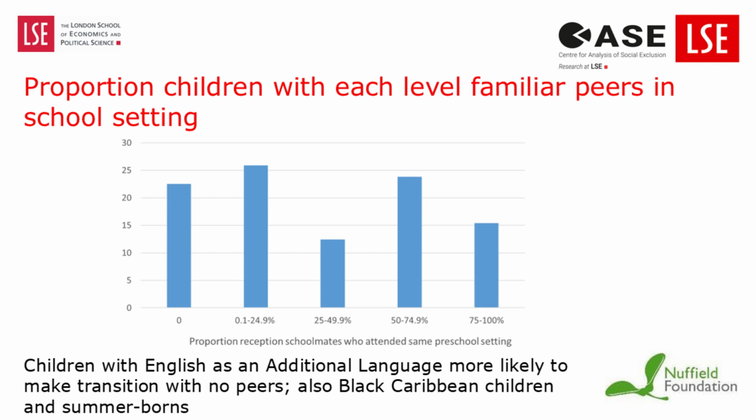Again, here we find that children with English as an additional language are more likely to make the transition with no peers at all. Again, Black Caribbean children are more likely to have no familiar peers when they start school. And we also find that summerborns are more likely to have no peers when they start school.